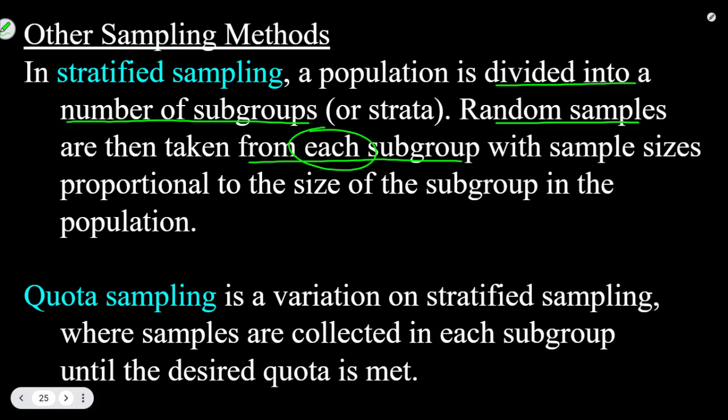Now, the number of samples that you take from each group is dependent on how big it is. So a bigger group, a bigger strata, would get more sampling from it. A smaller strata would get less sampling.